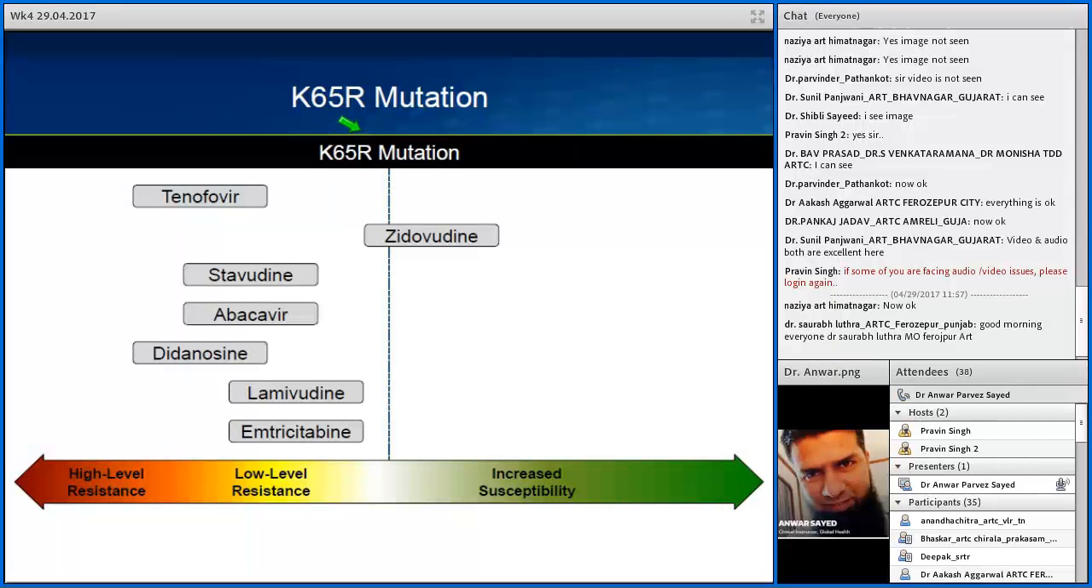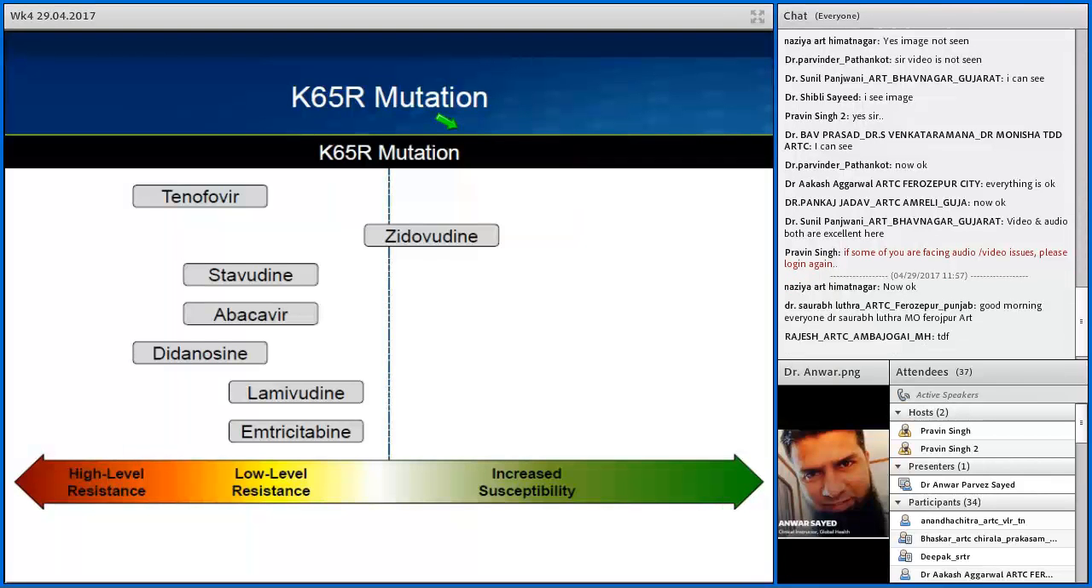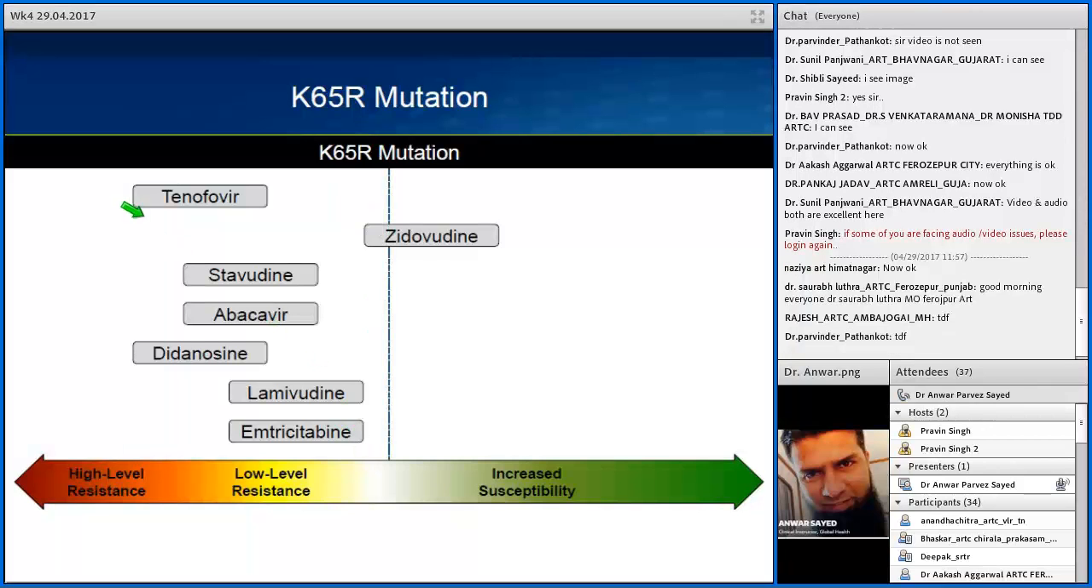Now let's see K65R. I told you K65R is specific for which drug? You can type your answer. TDF, exactly. So this is specific for Tenofovir. So in the presence of K65R, the patient will have high level resistance to Tenofovir.